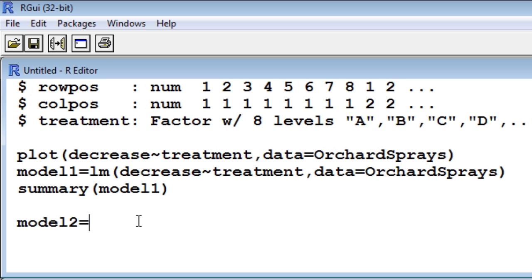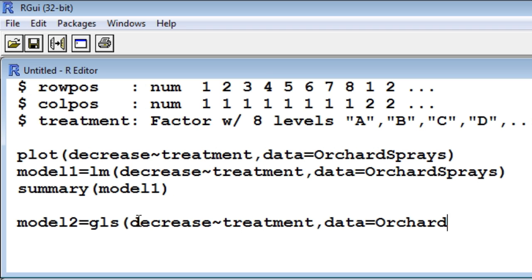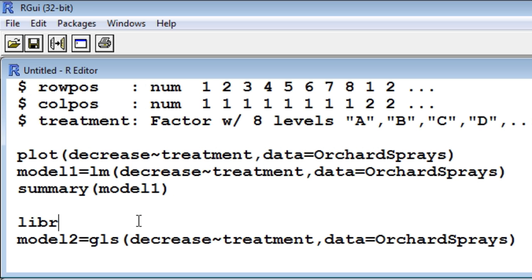Model 2 is going to be a GLS model. Decrease as a function of treatment, data equals OrchardSprays. Okay, so there's nothing wrong with that except that it couldn't find the function, so we need to load a library first. library(nlme). That's the nlme library, the nonlinear mixed effects model library. And we're using the gls function now in order to be able to test for variance heterogeneity.